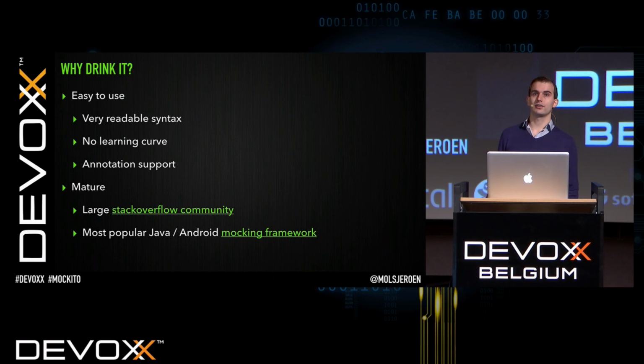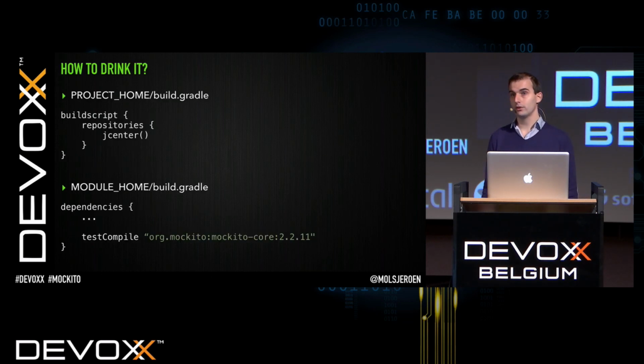So there's a huge community on Stack Overflow, and should you have any question, you can always go there and find the answer to it. So how do you drink it? Well, Mockito is deployed to JCenter or Maven Central, I don't really know. But anyways, JCenter is a superset of Maven Central, so if you include JCenter in your build.gradle file, you could just pull it in by specifying a test compile dependency. As of today, the latest version of Mockito is 2.2.11, which means Mockito has reached its 2.x stable stage, and I'll talk a bit more about that later in this presentation.